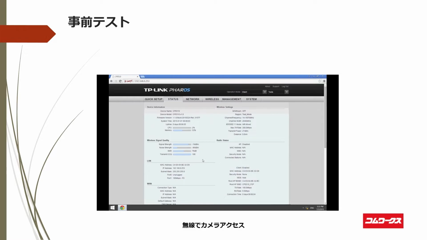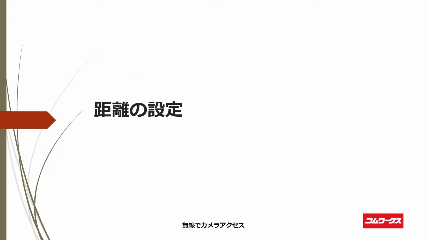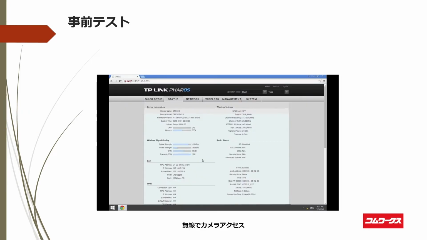So for further verification or for further settings, you have to go to the network. Once you go to the network, you will see more information in there. And after that, you have to go to the wireless. After that, on the wireless part, you have to go in there to define the distance between the AP and the access point.